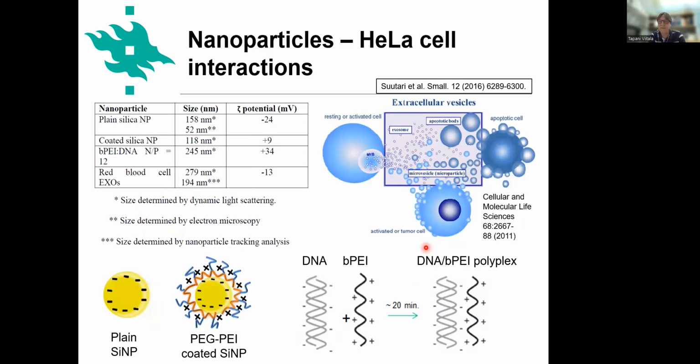We did a first study together with Jessica Rosenholm from Åbo Akademi University in 2015 and published in 2016 about different kinds of particles. So we had plain silica particles, negatively charged and positively charged. Then we used polyplexes, which are a complex of negatively charged plasmid DNA with a positively charged polymer that spontaneously forms a nanoparticle in the size of 245 nanometers and very high surface potential. And then we used red blood cell-derived EVs, just as an example of natural particles, to look at the interaction with cells.